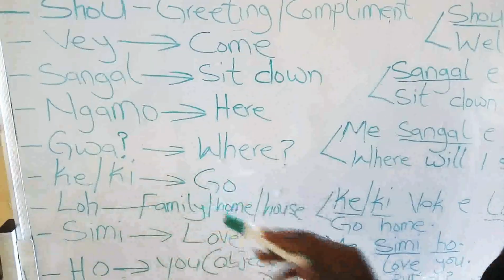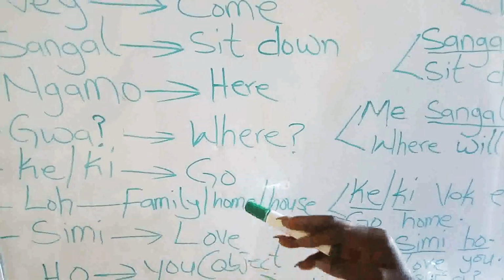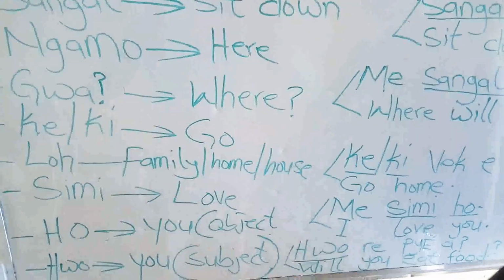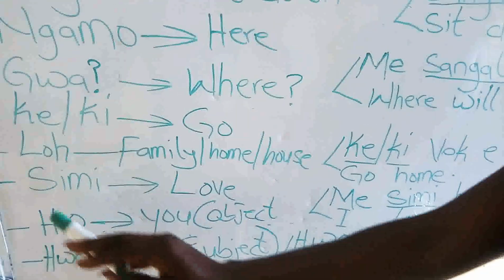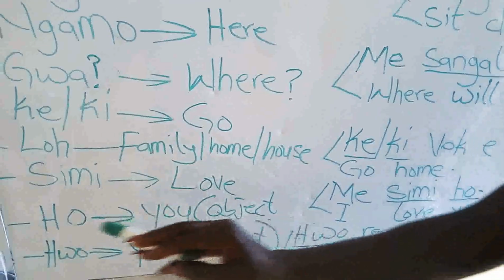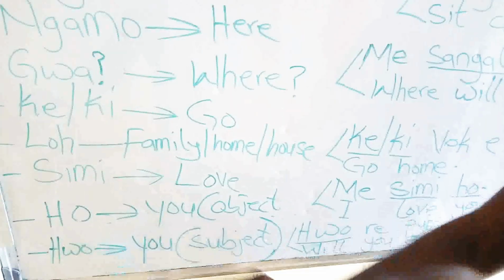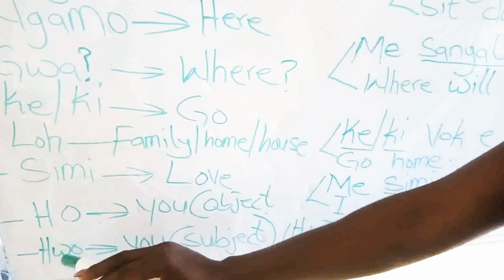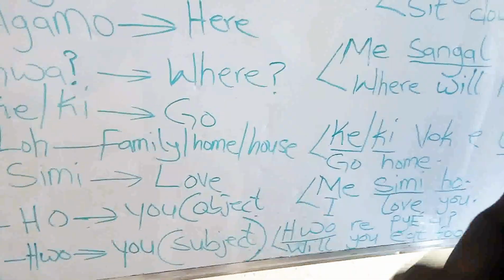Lo is family, home or house. Simi in this context is love. Ho, H-O is you, which is an object. H-W-O, ho, you, which is a subject.